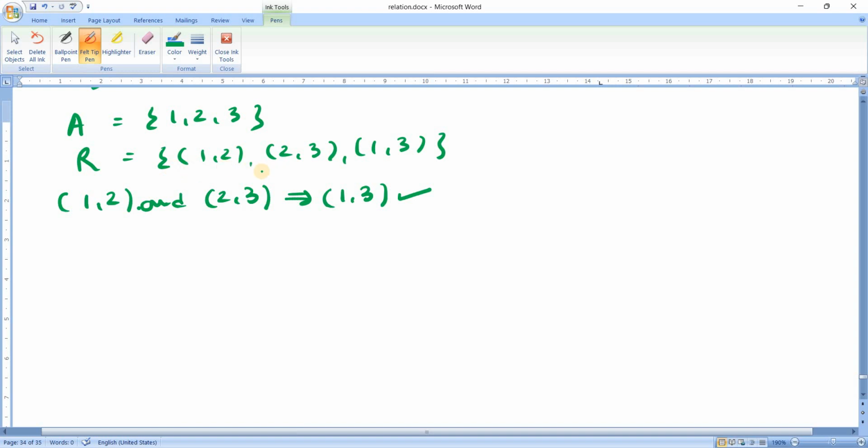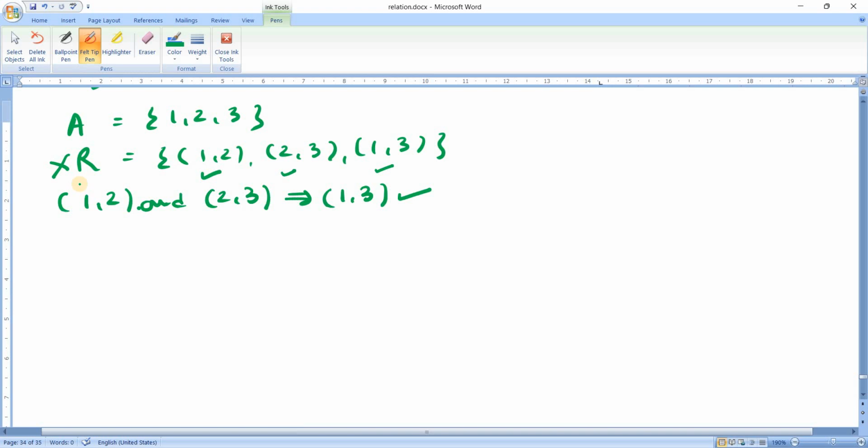Now, we do not have any other pair to combine with this. So we will go with the second ordered pair, (2, 3), for which also we do not have any primary condition. So we will go to the third ordered pair, that is (1, 3), for which also we do not have any primary condition. So in this we can see that all conditions are true. So this becomes a transitive relation, and hence the condition of non-transitive is violated. So we will say that this is a transitive relation, which we have already studied.